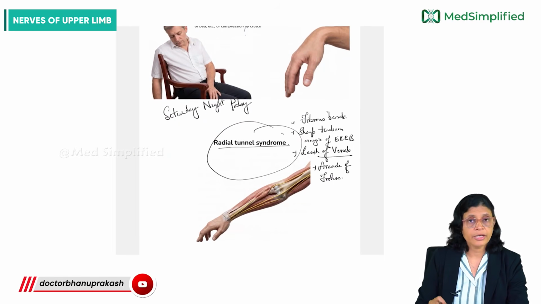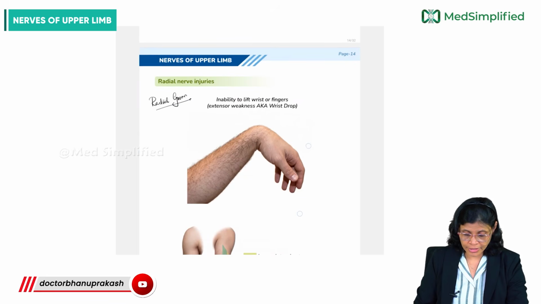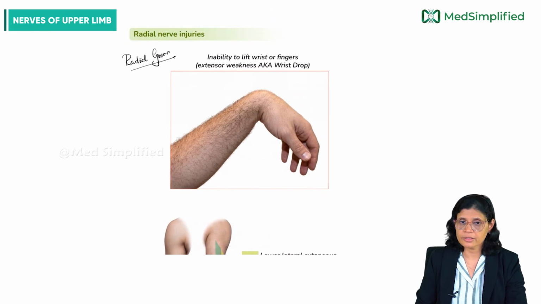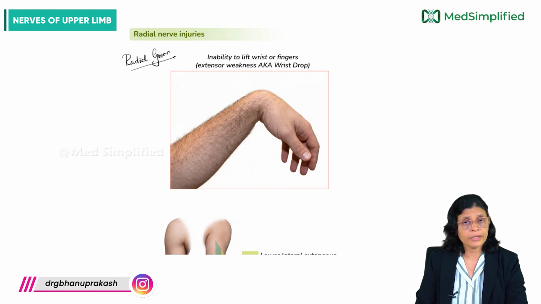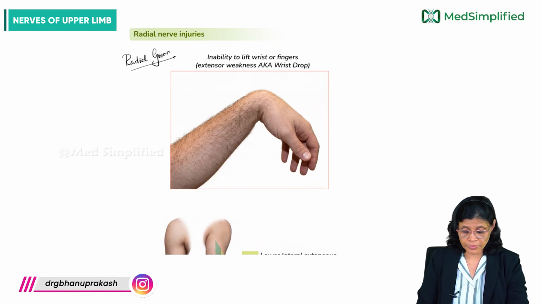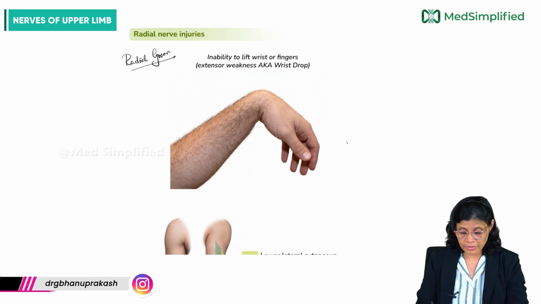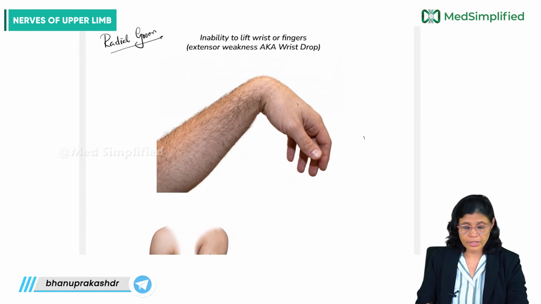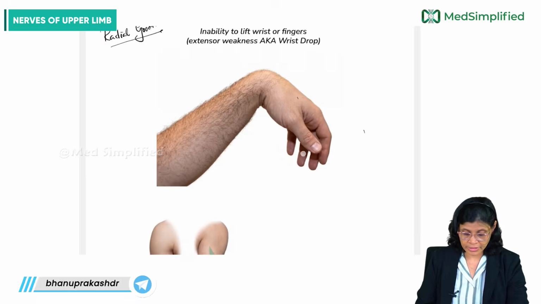So motor loss in case of radial nerve injury is mainly we will see the loss of extension of the elbow if it is injured before it passes through the spiral groove. If the injury is in the spiral groove onwards, then we see the loss of extension, okay, of the wrist, loss of extension of the fingers, okay. So loss of extension of wrist which results in wrist drop, and there is also loss of extension of the fingers, the digits, because of the involvement of the extensors of the digits.